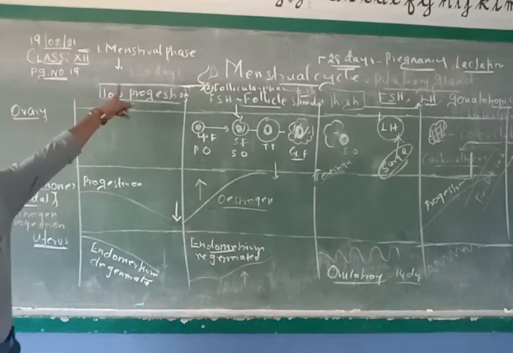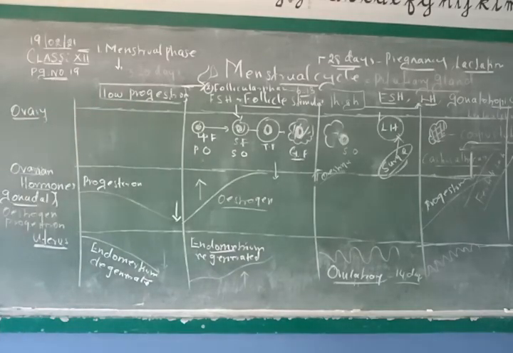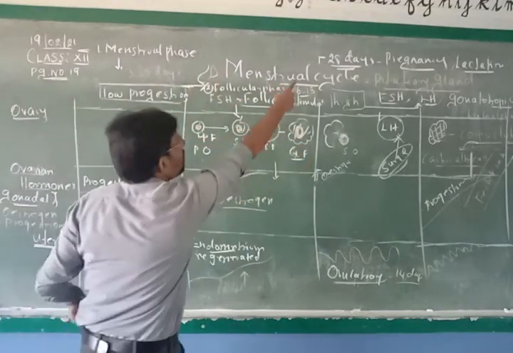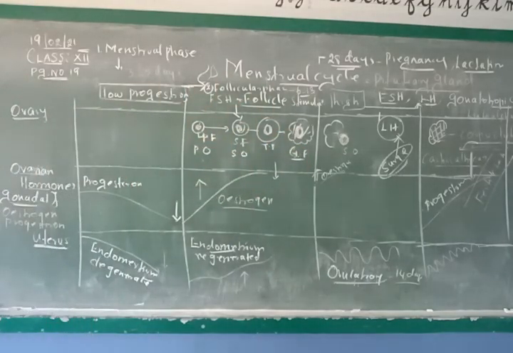The menstrual phase takes place between 3 to 5 days. The total menstrual cycle takes place for 28 days. It starts from puberty and ends at menopause. Puberty is 11 to 14 years. The first menstrual phase is called menarche. The end one is called menopause, 45 to 50 years.